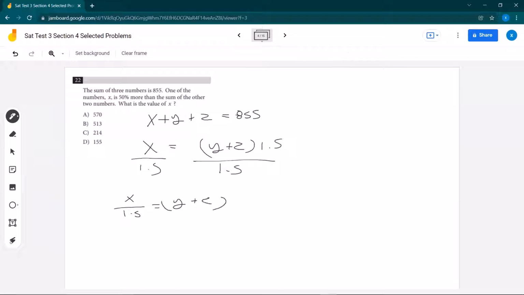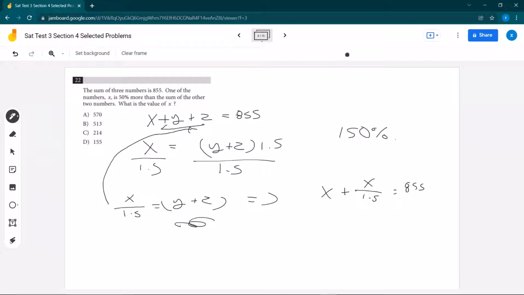And I'm using the 1.5 because 1.5 as a decimal represents 150%. Since it's 50% more than the sum of the other 2 numbers, the whole quantity is 150%. So y plus z is x over 1.5. Great. Then we can take this value and substitute it back in for y plus z in this equation. So we'll have x plus x over 1.5 equals 855.